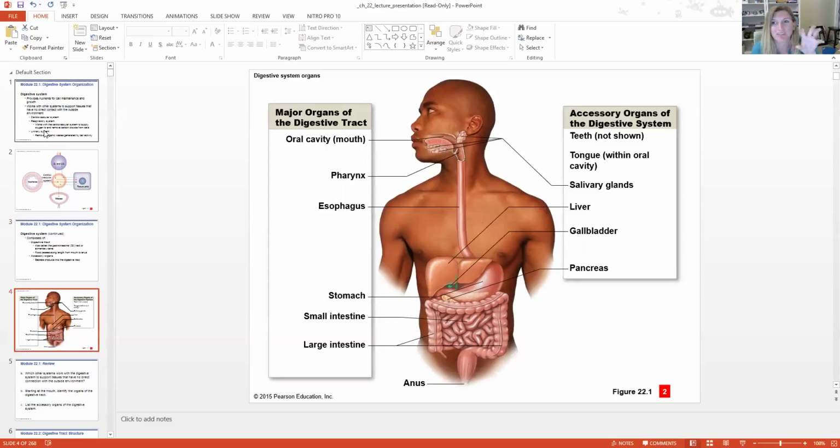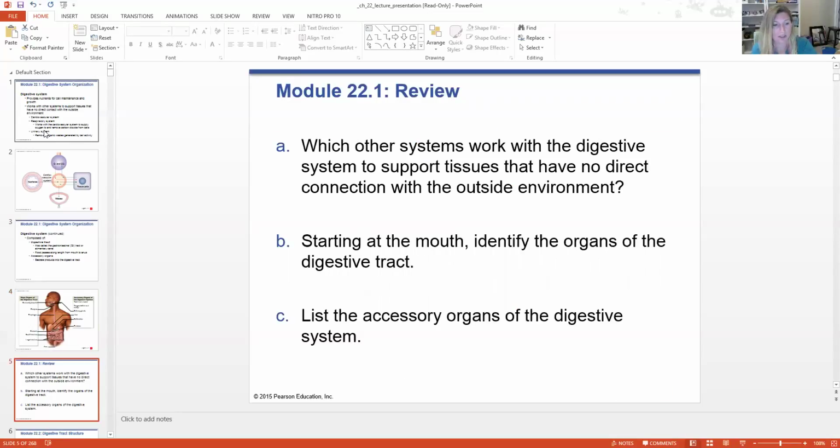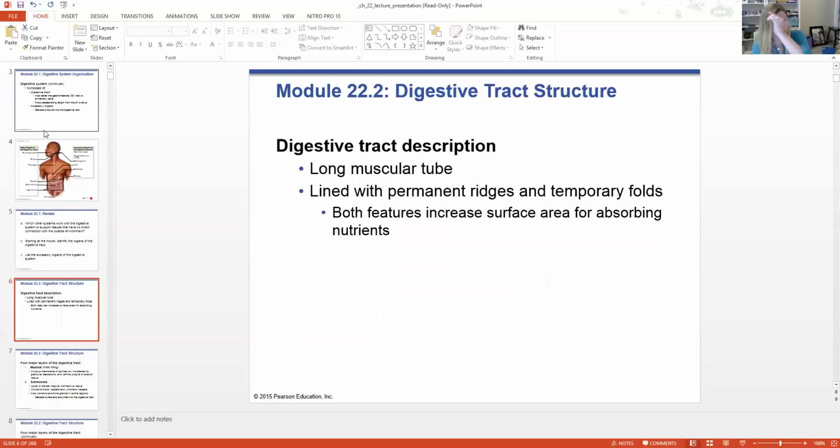So here you can see the breakdown, the difference between a major organ of the digestive tract and an accessory organ. Major organs where food passes through: mouth, pharynx, esophagus, stomach, small and large intestine, anus. The accessories to our digestive system include the teeth, the tongue, the salivary glands, all three pairs, the liver, the gallbladder, and the pancreas. You can pause the video here, go back and review this section. We're going to keep moving on, talking about the nitty-gritty structure of our digestive tract.